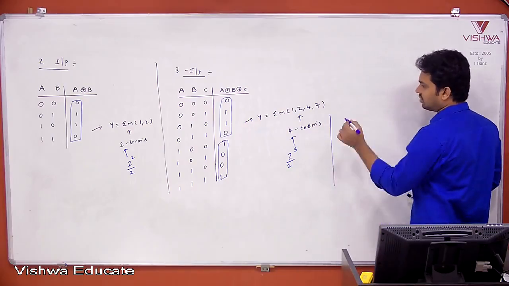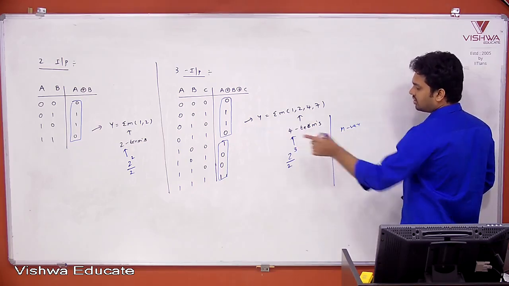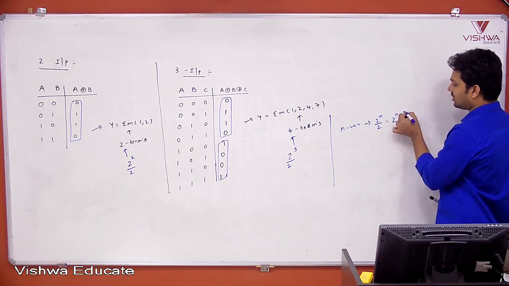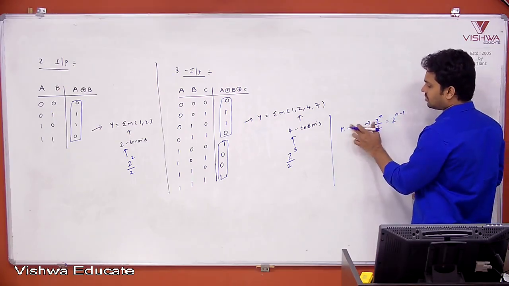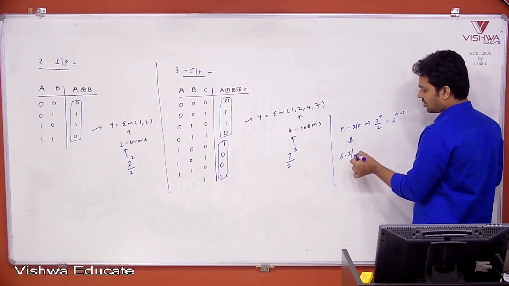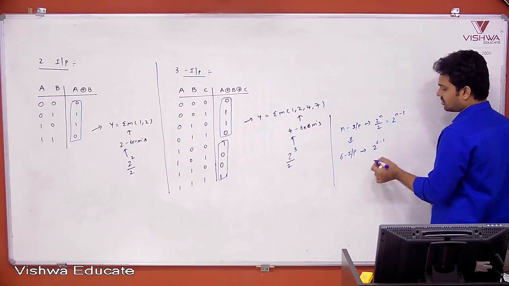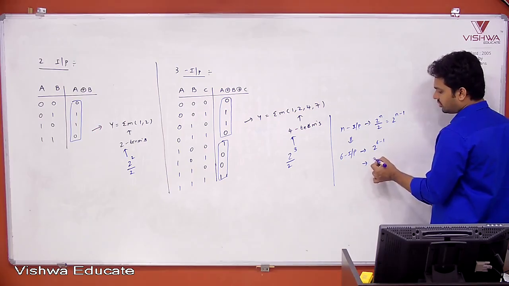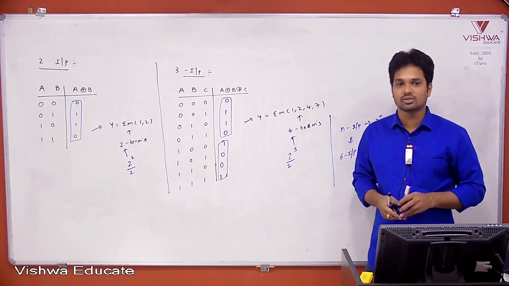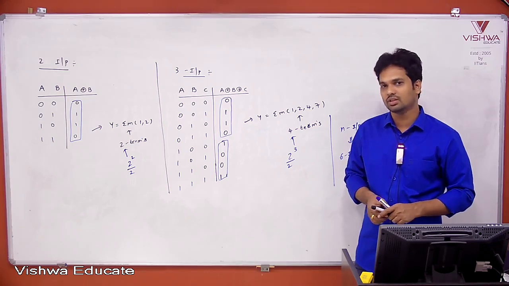So if you have an n variable function, because 2 power 3, because 3 is the number of variables, then 2 power n by 2, which is 2 power n minus 1. So what is the n input if you have? What is the question given by the examiner? 6 input XOR gate. So 6 input means 2 power 6 minus 1, which is 2 power 5, which is 32, the answer. So in the 6 input XOR gate, how many terms will the output expression have? 32 terms will be present in the output expression.